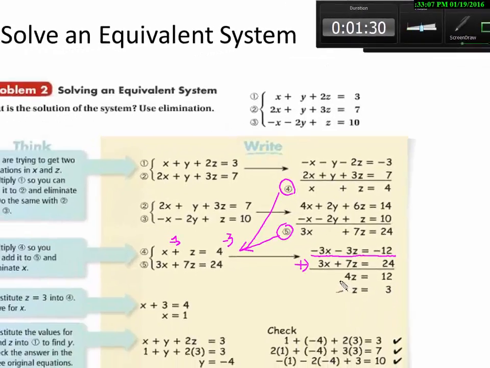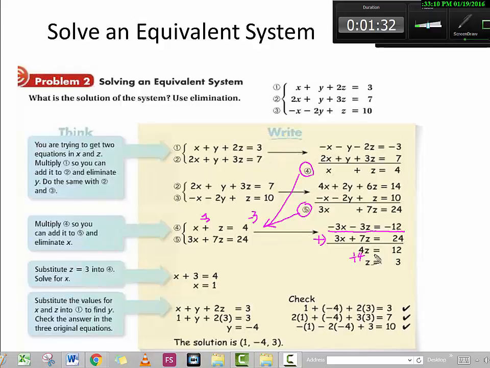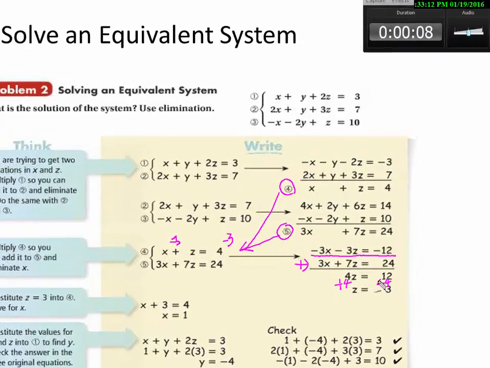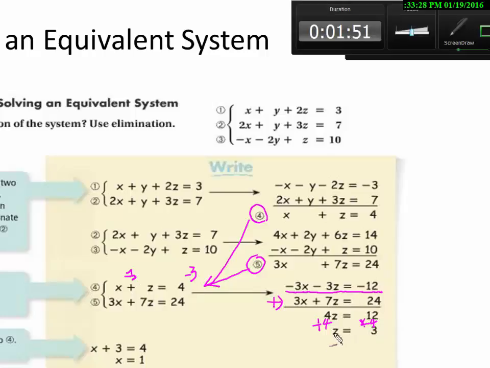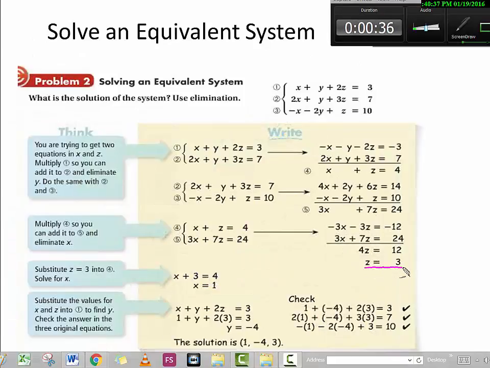So since 4z equal to 12, we divide by 4, we divide by 4, and we end up getting z equal to 3. Once you know the value of z equal to 3, you can use any of these equations to solve for the other variables. So this one, they just pick the equation 4 right here and try to find x. So we know x plus 3 equal to 4. 3 is z. So x equal to 1. So once we got x and z, we can solve for y as well.